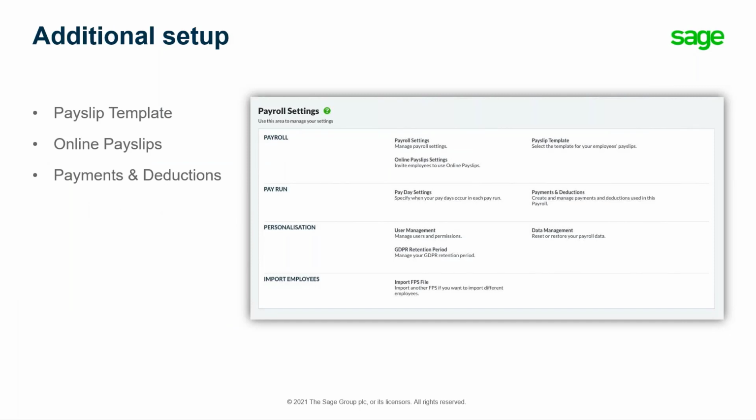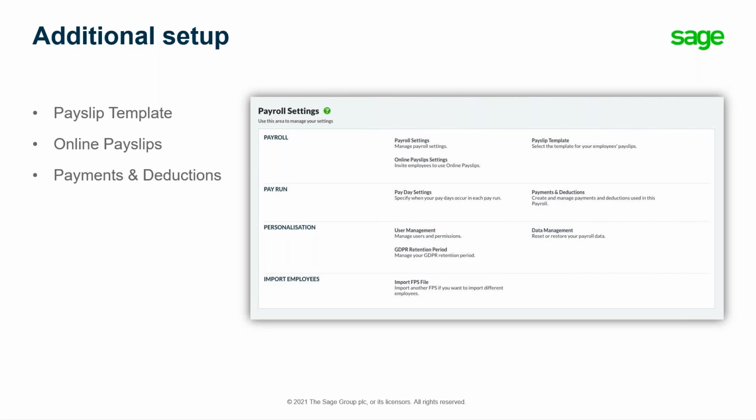Right, so three other things I'd just like to mention at this point. I'm not going to demo them because we do go into them in more detail in our processing webinar. But within the payroll settings, before you run your first pay run, you may want to select an alternative template for your employees' payslips. There are three to choose from.